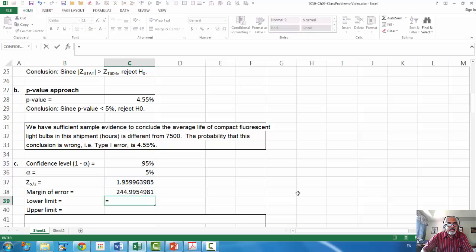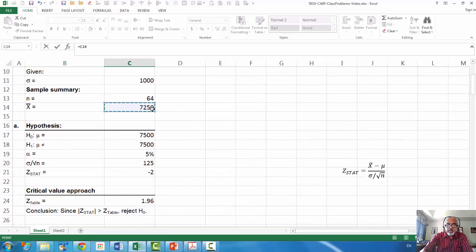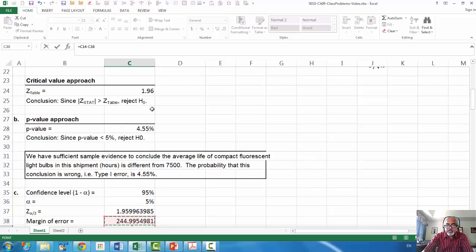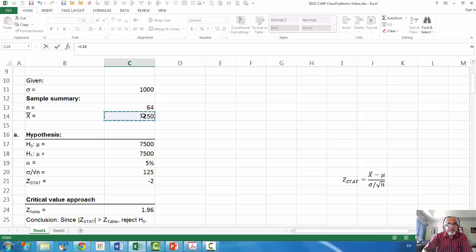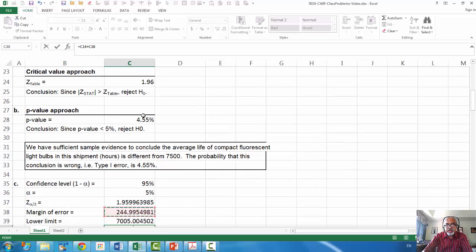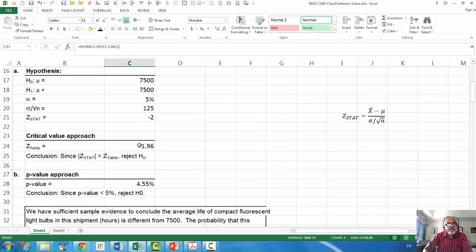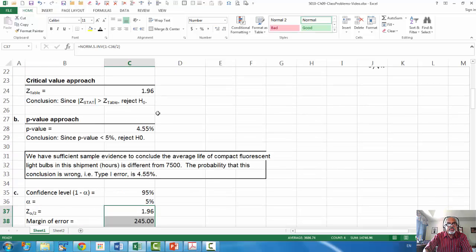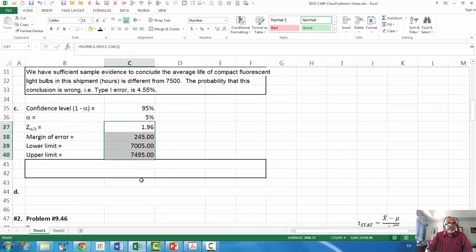So, the lower limit is x bar, where we are given x bar here, minus margin of error, and then x bar plus margin of error gives us the two limits. Now, you examine the two limits against the value of mu in the hypothesis, and you see 7500 is not in the limits, and therefore we can reject the null hypothesis.